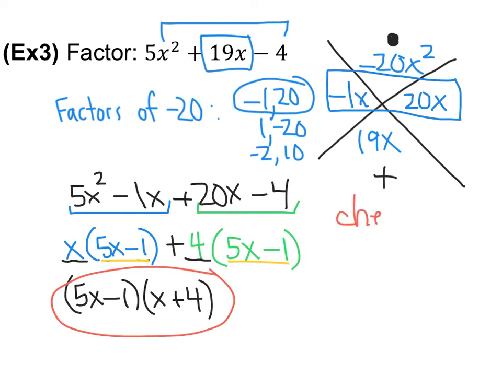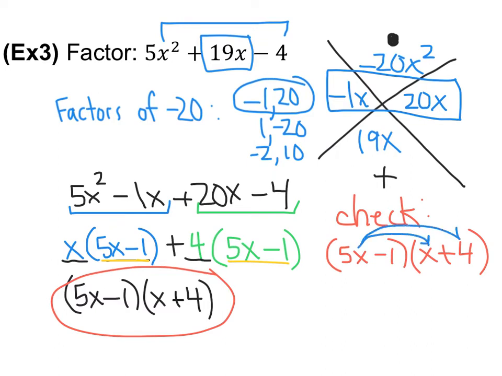Now we must check our answer because that is required for all factoring problems in algebra and in geometry. So then when you get into Algebra 2, you're ready to rock and roll with factoring. So now let's go ahead and multiply. We're going to distribute the 5x and then we'll distribute the negative 1.